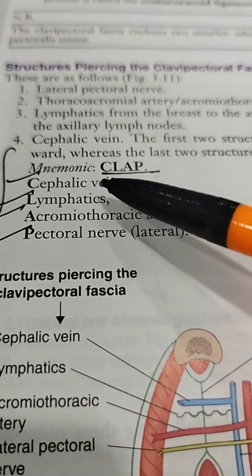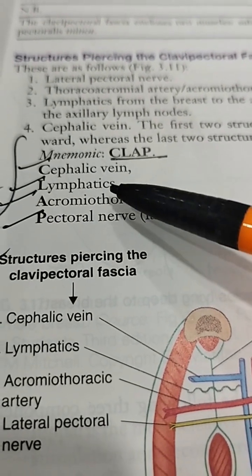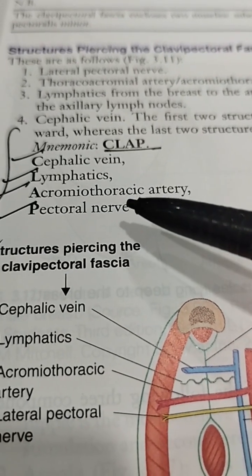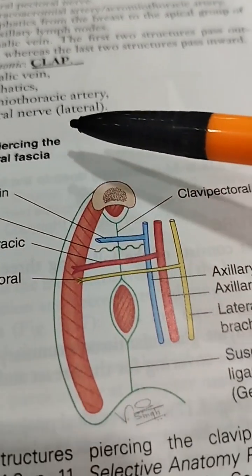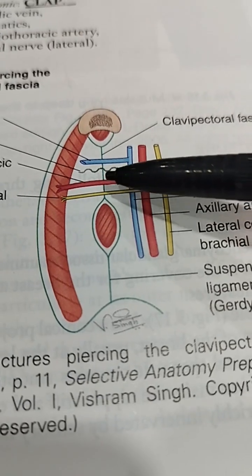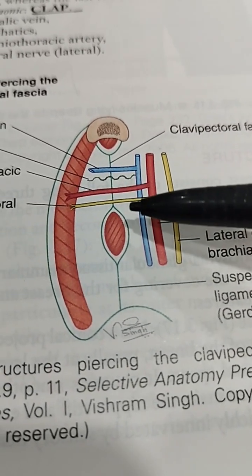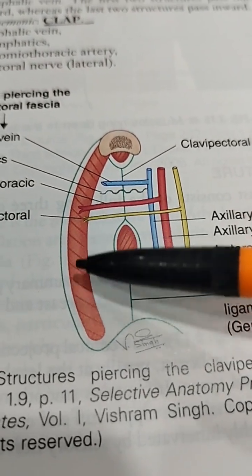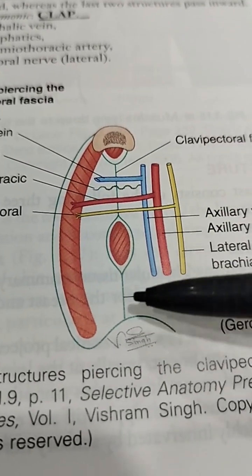See here, mainly there is one abbreviation, CLAP. C means cephalic vein, L means lymphatics, A means acromiothoracic artery, P means pectoral nerve. These are the structures piercing through: the vein pierces from outside to inside, and the artery and the nerve from inside to outside, going to supply the pectoralis major muscle. This is a diagram of the clavipectoral fascia.